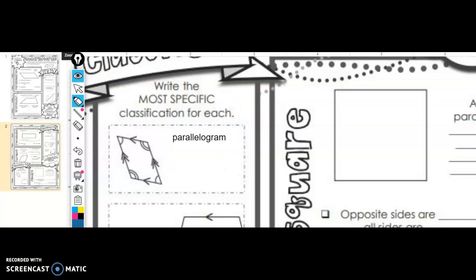Okay, so at this point in time, you should have your rectangles, rhombus, and squares done. We should have all the classify it done on the top right, and we should have one done on the top left. We'll get to our trapezoids and kites another day.